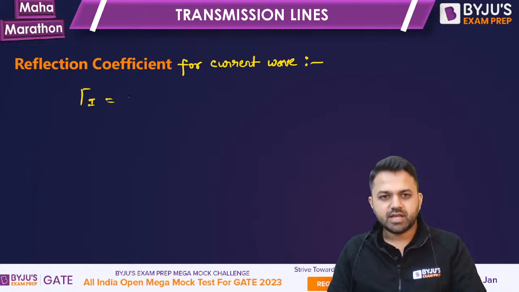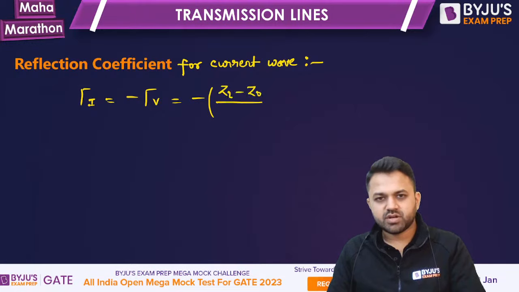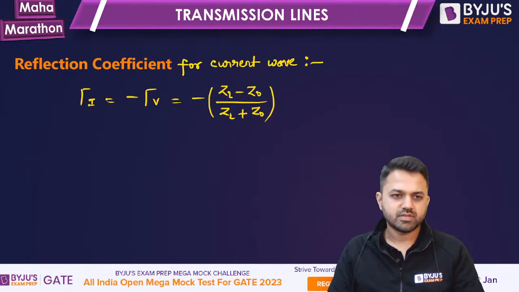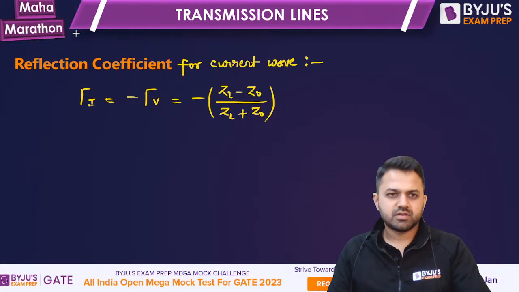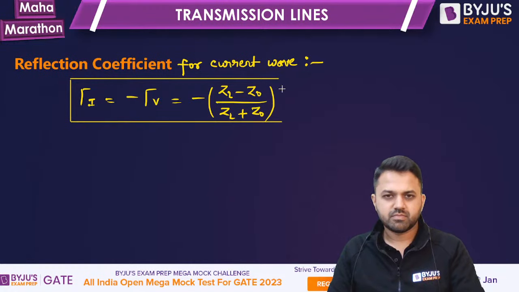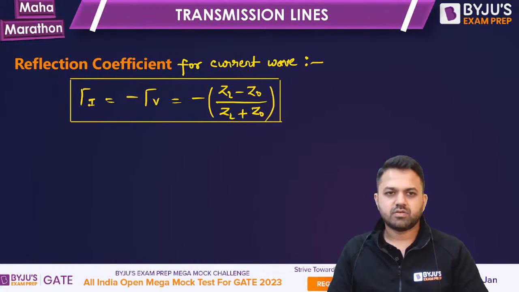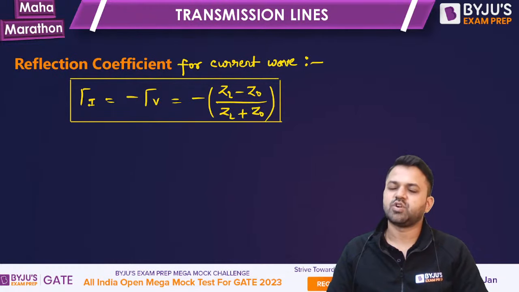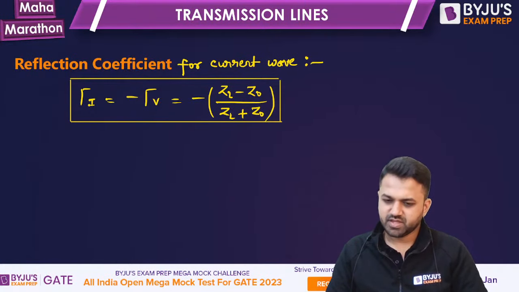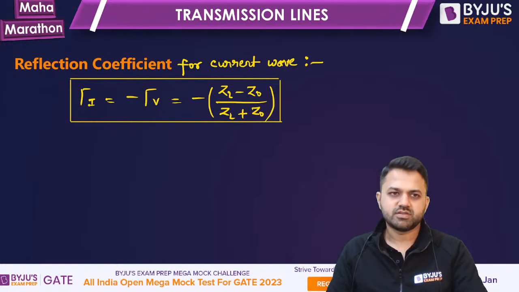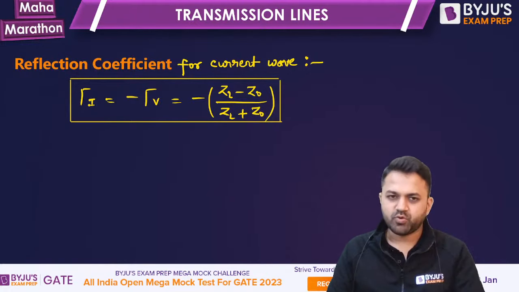Gamma I is nothing but minus of gamma V, that is equal to minus of ZL minus Z naught divided by ZL plus Z naught. Reflection coefficient for current wave is minus of reflection coefficient for voltage wave. Got it or not? Is it clear up to this point?